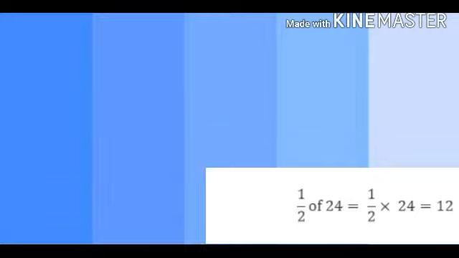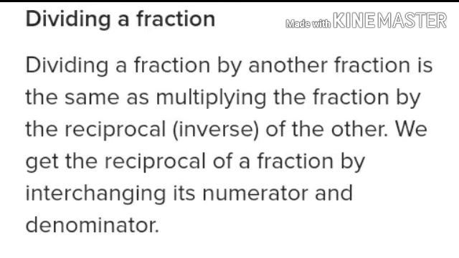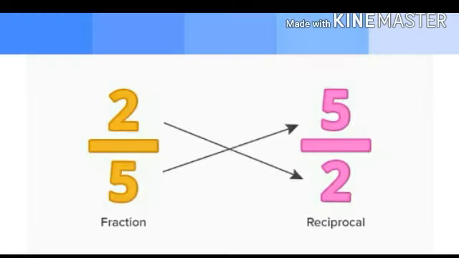Now dividing a fraction. Dividing a fraction by another fraction is the same as multiplying the fraction by the reciprocal of the other. We get the reciprocal of a fraction by interchanging its numerator and denominator. Suppose we have a fraction 2 upon 5. Its reciprocal is 5 upon 2. So the reciprocal of 2 upon 5 is 5 upon 2.